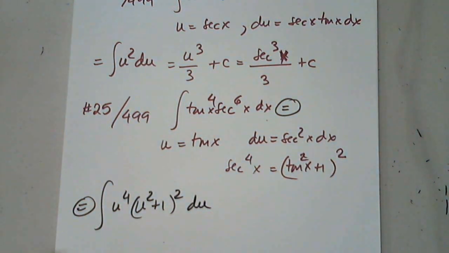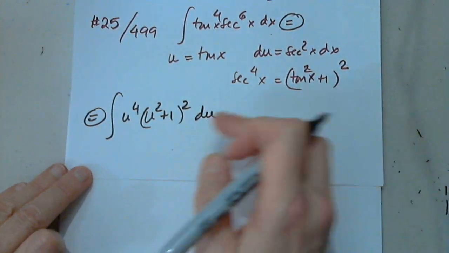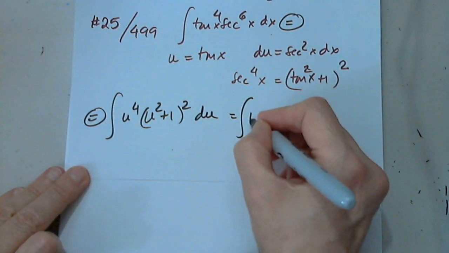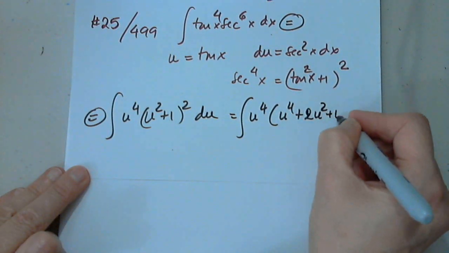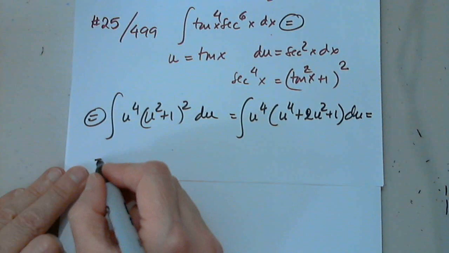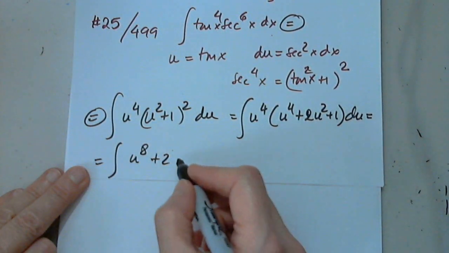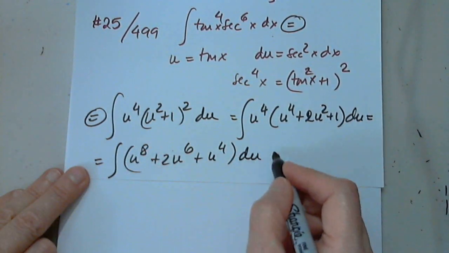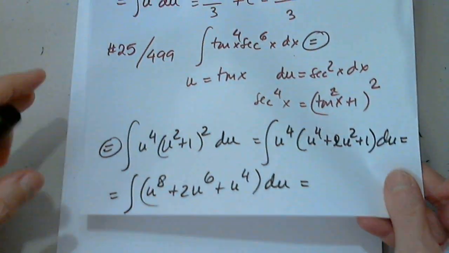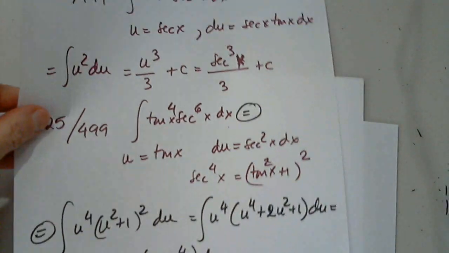And then du. And from this moment on it is just algebra to multiply: the integral of u to the fourth plus 2u squared plus 1 du, more algebra, u to the eighth plus 2u to the sixth plus u to the fourth, and du. And finally, and then we will get back to the substitution.